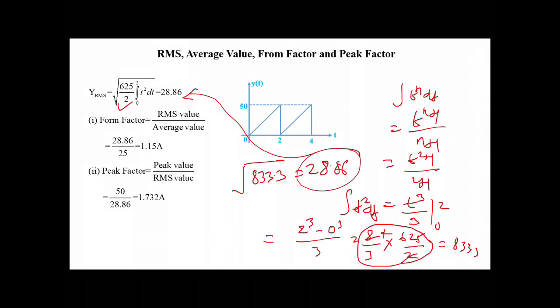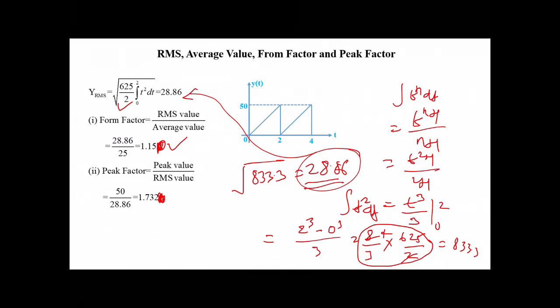So we get the value of y RMS 28.86. Now we want to calculate the form factor. We know the formula. Form factor equals RMS value divided by average value. The RMS value we have calculated, that is 28.86, and the average value is 25. So we get form factor equals 28.86 divided by 25 equals 1.15. Sorry, it will not be ampere. It's a typing mistake here.